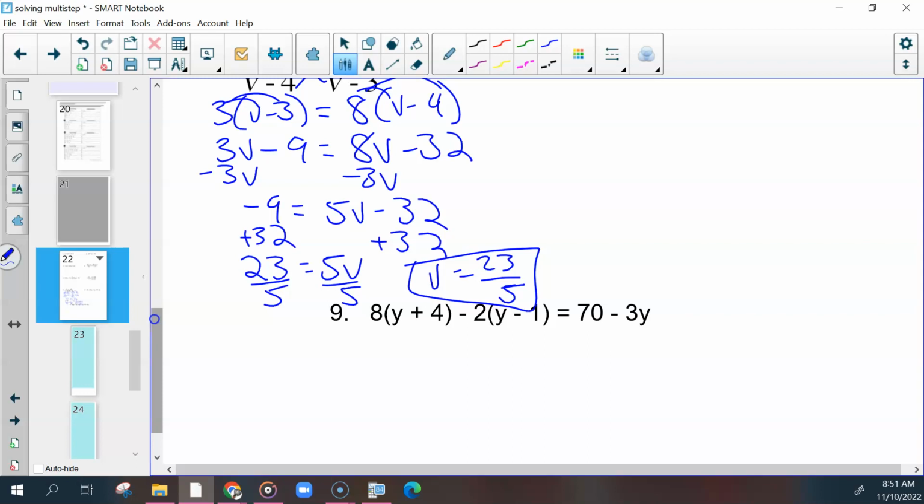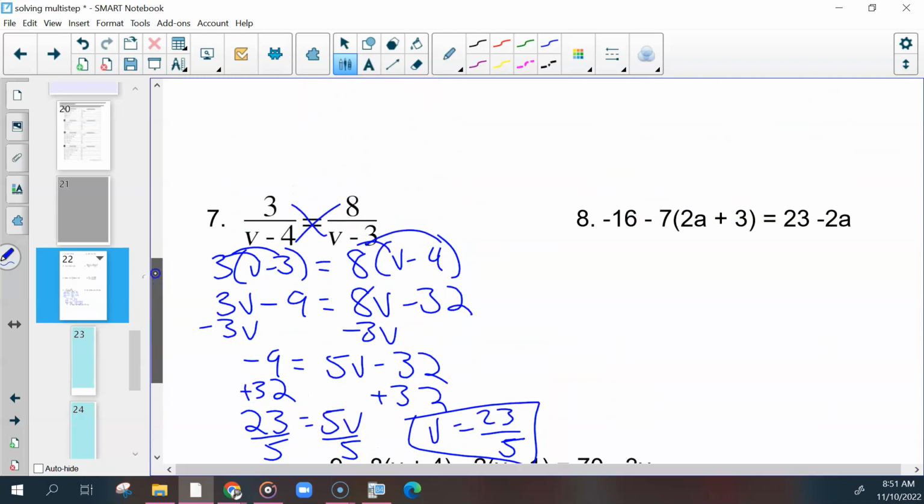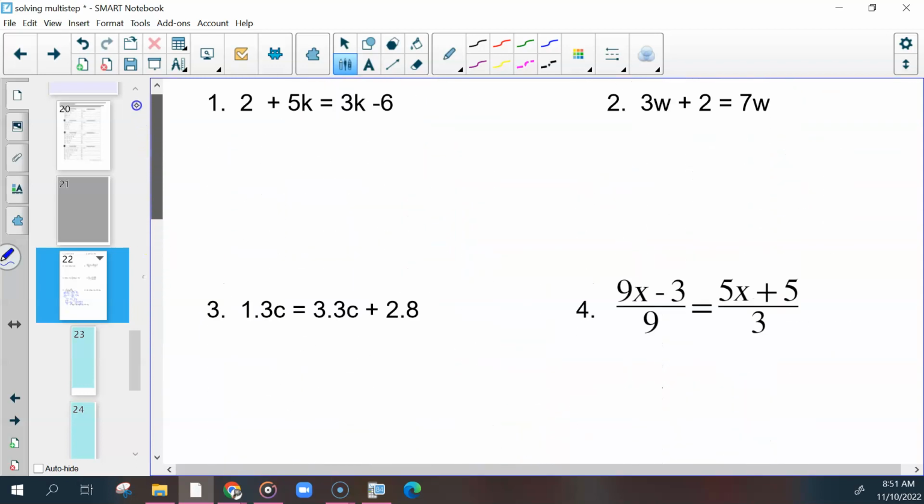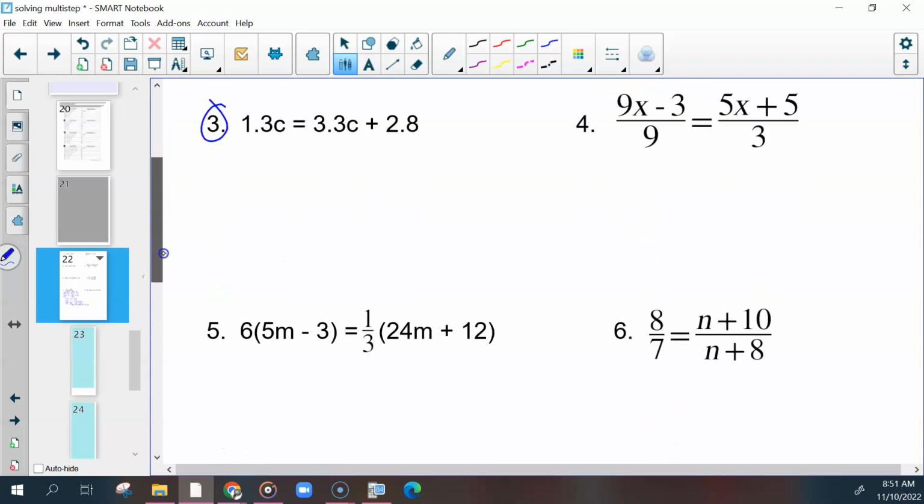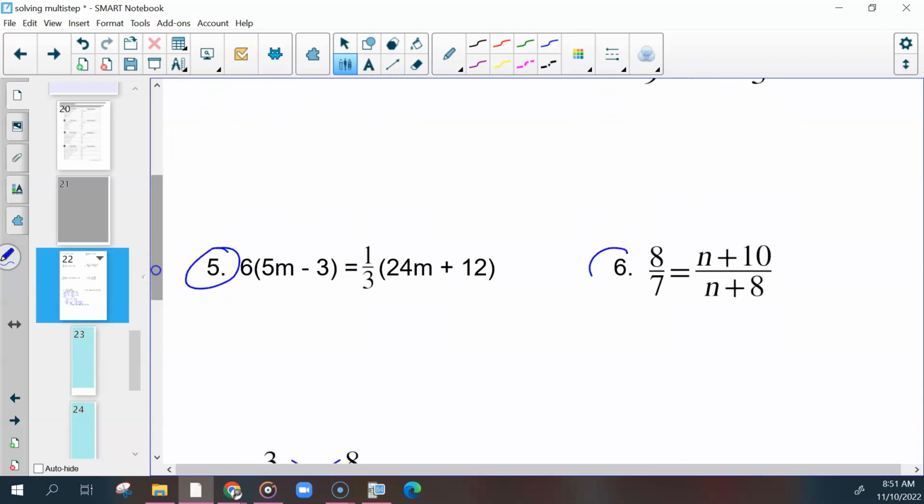Some of the other ones that we wanted to go over. So we'll start with 2, 3, 5 and 6. And then we're going to go back and do one of the word problems and then move forward.